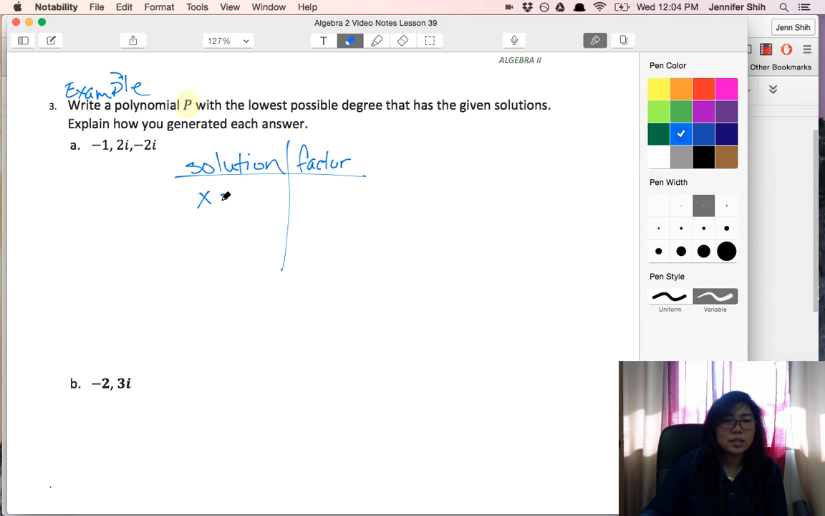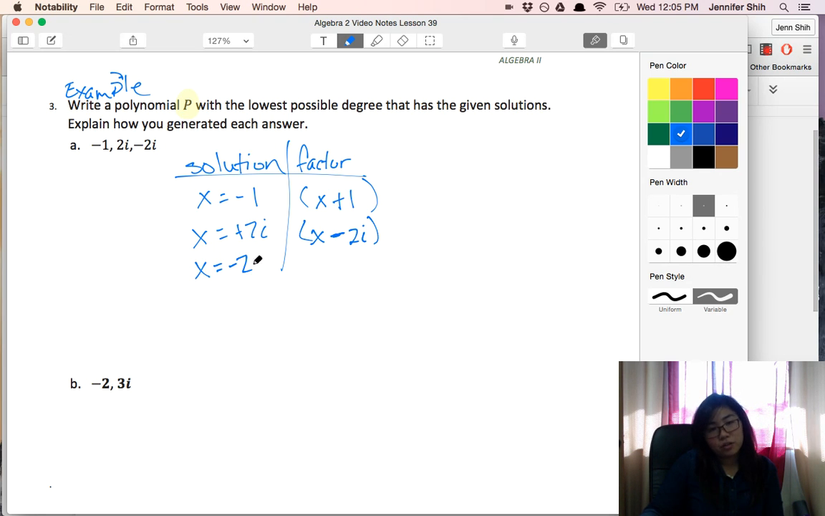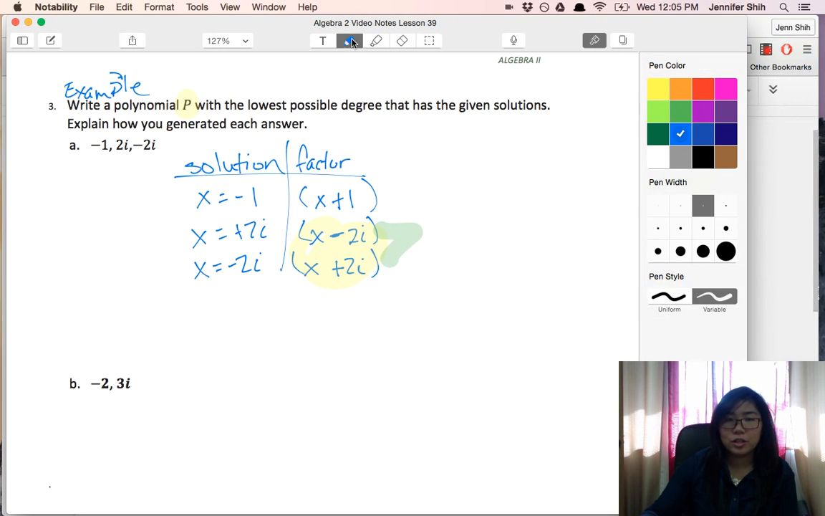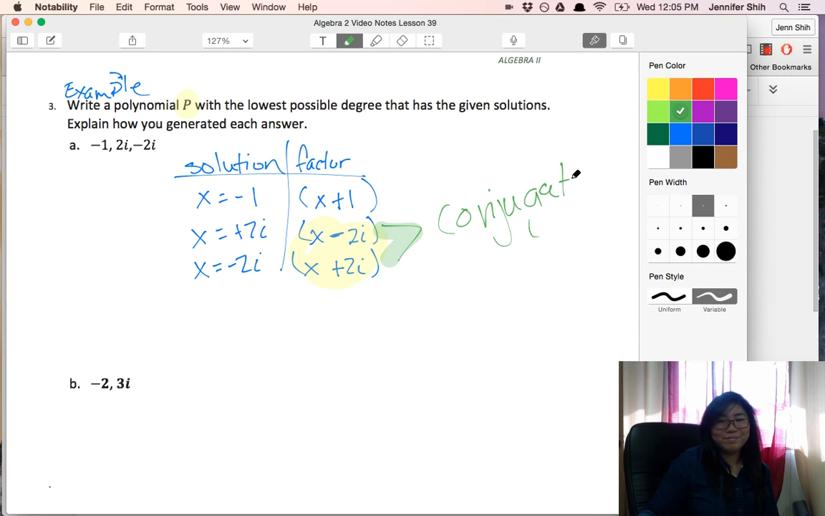Our solution is x equal to negative 1. That means our factor is x plus 1. If our other solution is x equal to positive 2i, then our factor is x minus 2i. If our other solution is x equal to negative 2i, then our factor is x plus 2i. Now, what do you notice about these two factors here? If you watched the first video and took notes on it, you would know that it is the conjugate. So you bet we are going to be multiplying those conjugates.